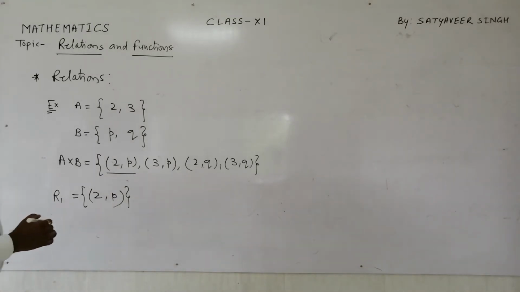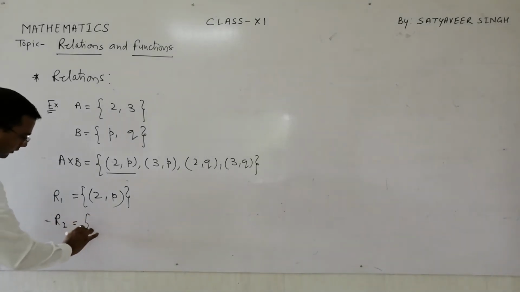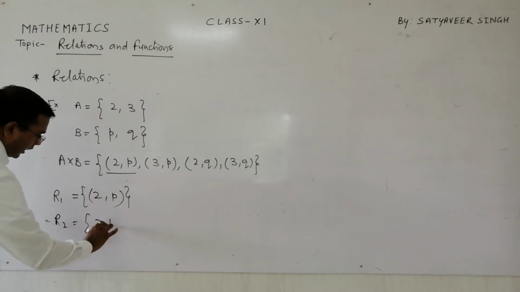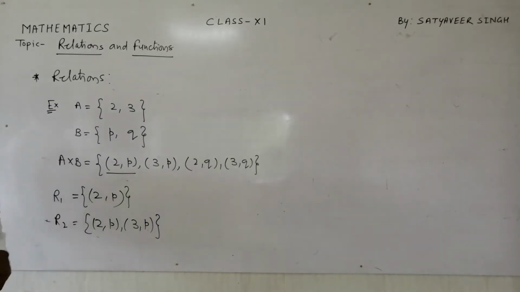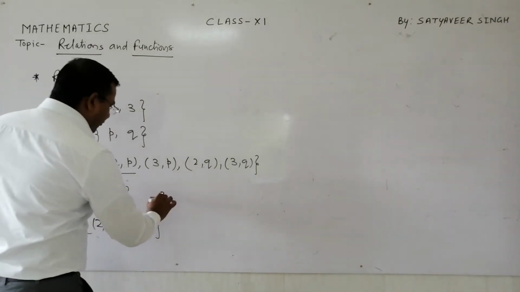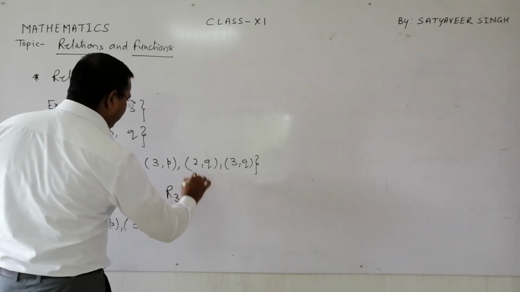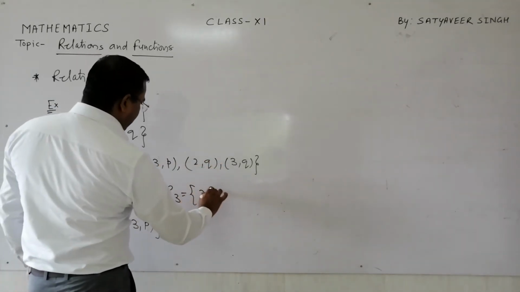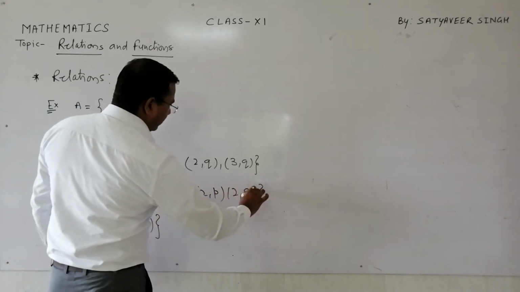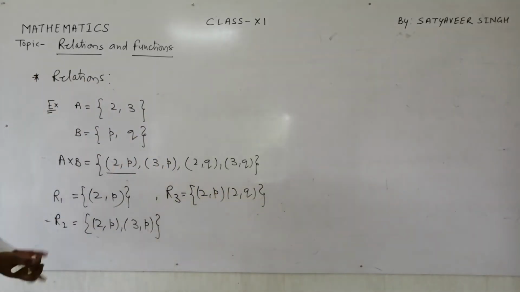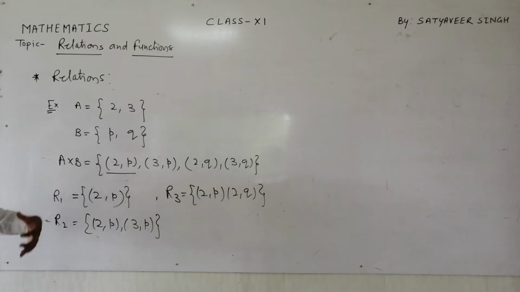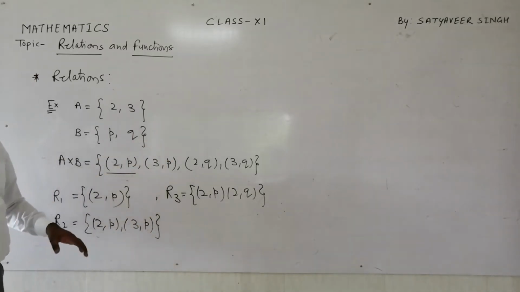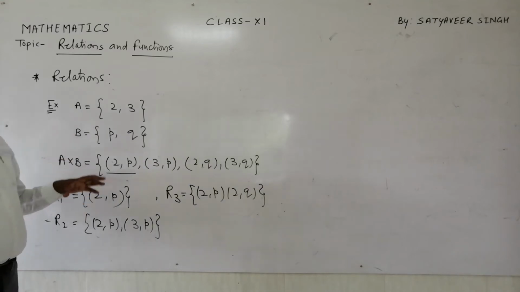Why it is so, that I will discuss with you. If suppose I have taken from this set 2 comma P and 3 comma P, these two ordered pairs, then this is also a relation. If I have taken 2 comma P and 2 comma Q, then it is also a relation. So what is the definition of the relation actually? I am taking any element from this set and it is making one relation. It means what? Relation is what?